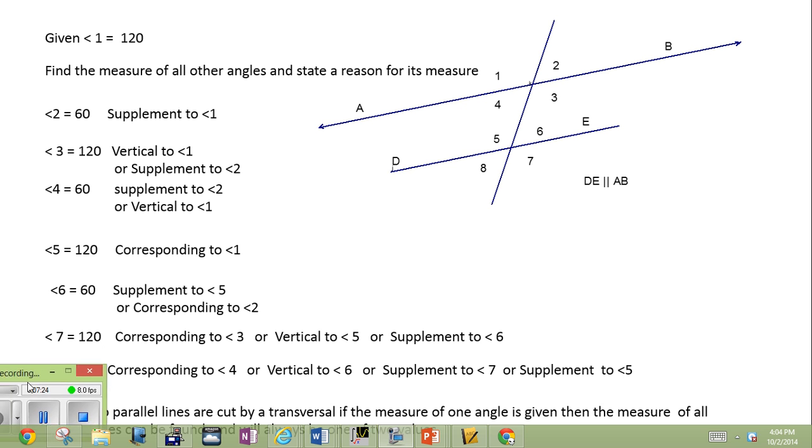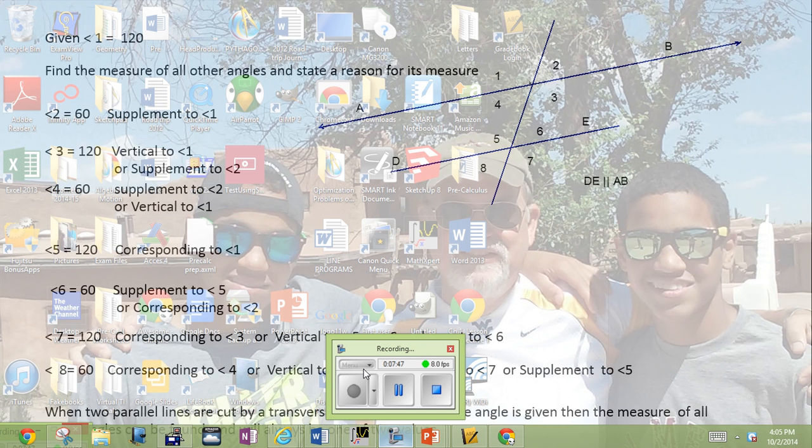that when parallel lines are cut by a transversal, corresponding angles are congruent. And here it is, bottom line, right here. It says if two parallel lines are cut by a transversal, if the measure of one angle is known, then effectively every angle is known. That's kind of cool. We've got that going for us.